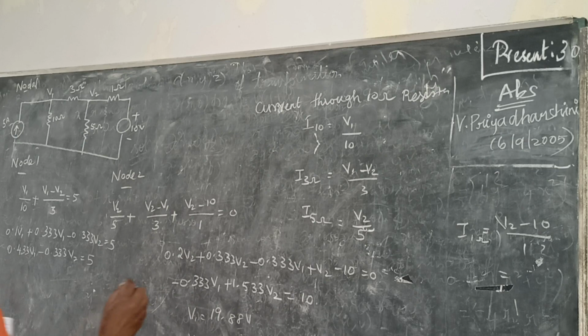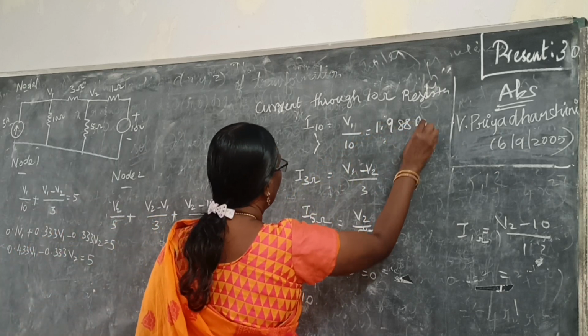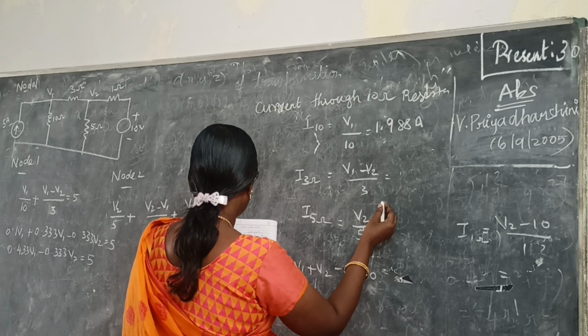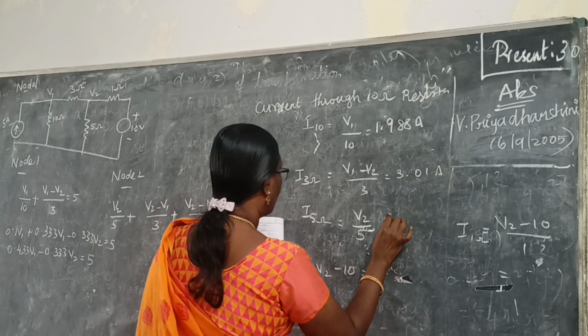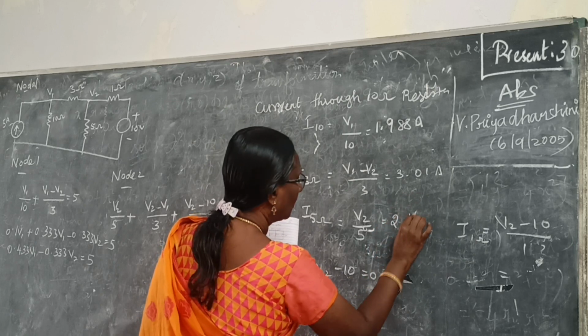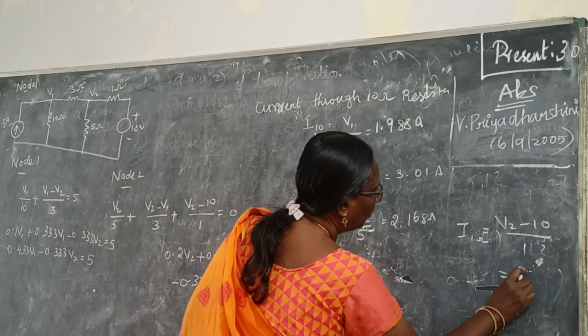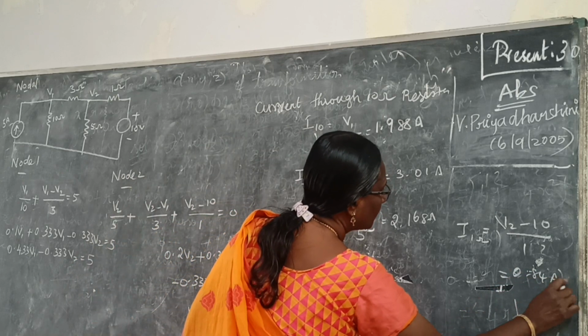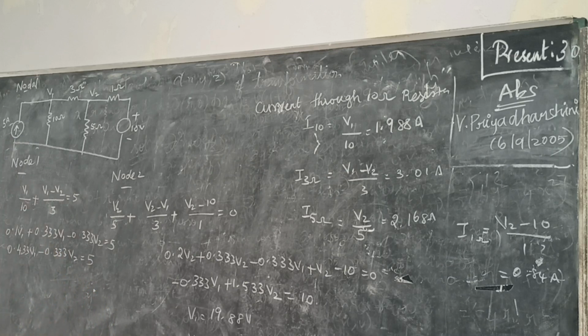Current through the 10 ohm resistor is 1.988 amps. Current through the 3 ohm resistor is 3.01 amps. 5 ohm resistor is 2.168 amps. And current through the 1 ohm resistor is 0.84 amps. Is there any doubt in this problem? Are you all clear?